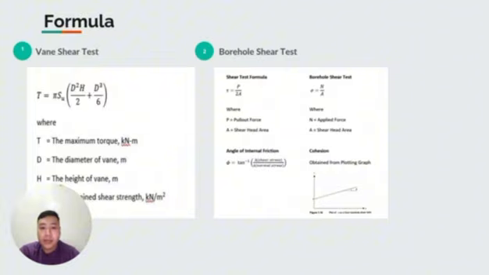For the borehole shear test, the normal stress and shear stress acting on the soil are measured. These values are then plotted on a graph to determine the Mohr-Coulomb parameters, which are cohesion and friction angle. These formulas help engineers understand the soil resistance against shearing force.